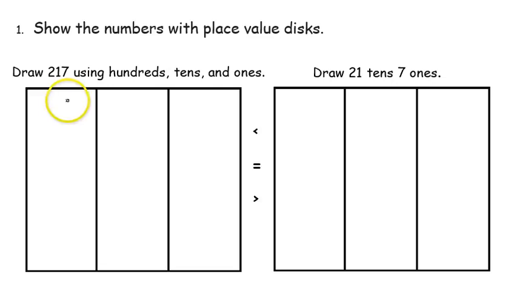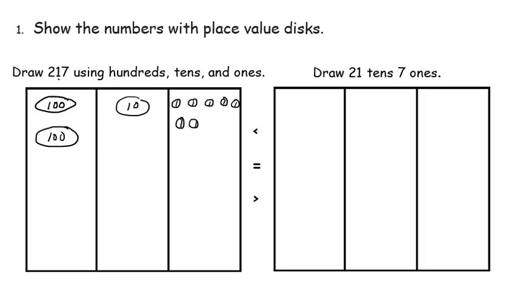Well, 217 has two groups of 100, so I'll start there. One group of 10, and 7 ones. So this place value chart shows 217.